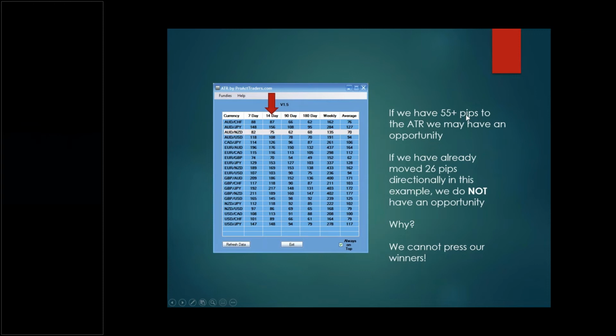So if you have 55 plus pips on the ATR, you may have an opportunity. But in this instance, 75 pips, if the currency has already moved 26 pips, I don't have 55 pips left. I don't have an opportunity. Well, you've got 43, 53, why don't you take that? Because I have to break a rule, and rule breakers get taken to the cleaners, all right? I can't press my winners unless I have 55 pips, all right?